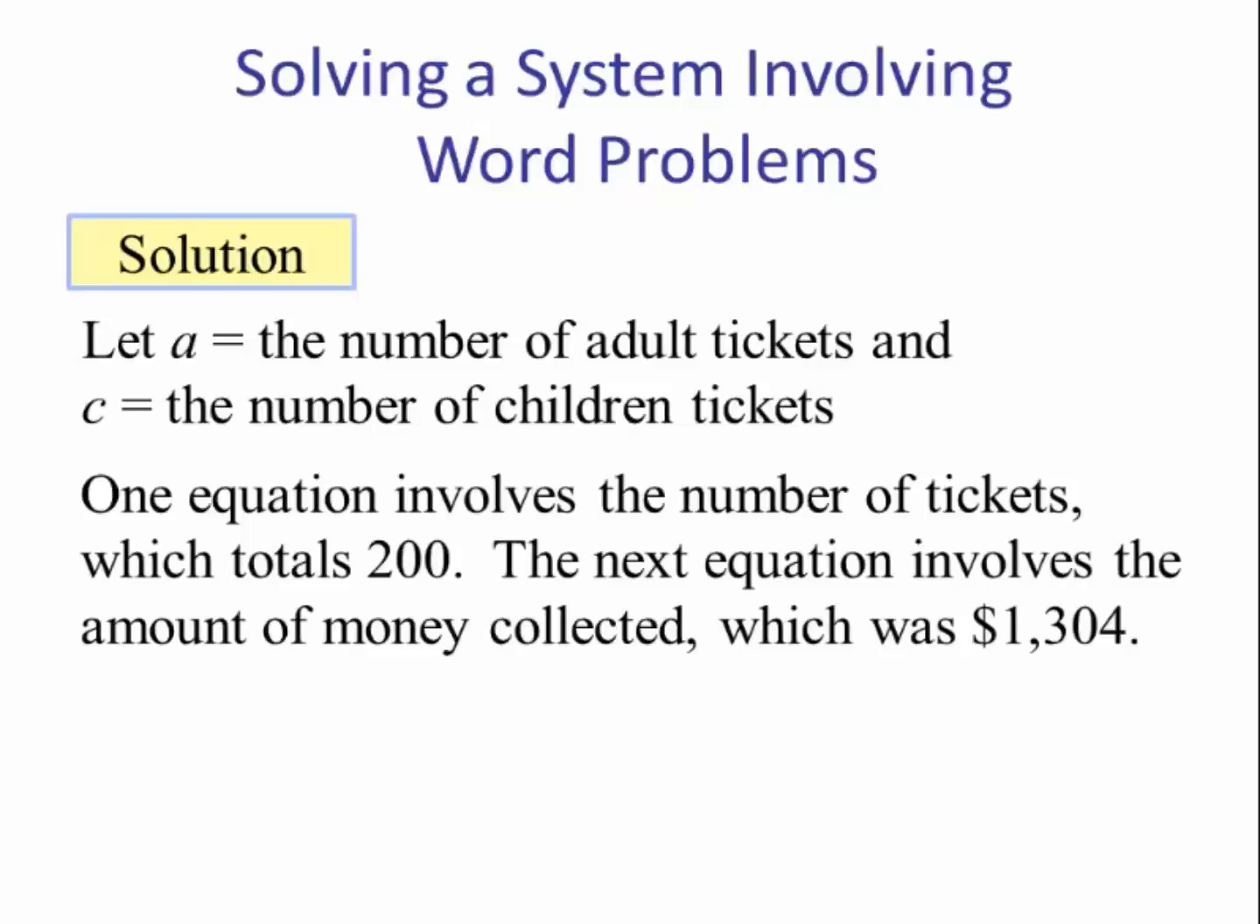For the next equation, that involves the amount of money collected, which was a grand total of $1,304. Each adult ticket is $8, so we take 8 times the number of adult tickets, and then we add that to 4 times the number of children tickets, because each ticket for a child costs $4. We add those two up, and that's equal to 1,304. So we have our system. A plus C equals 200. And 8A plus 4C equals 1,304.